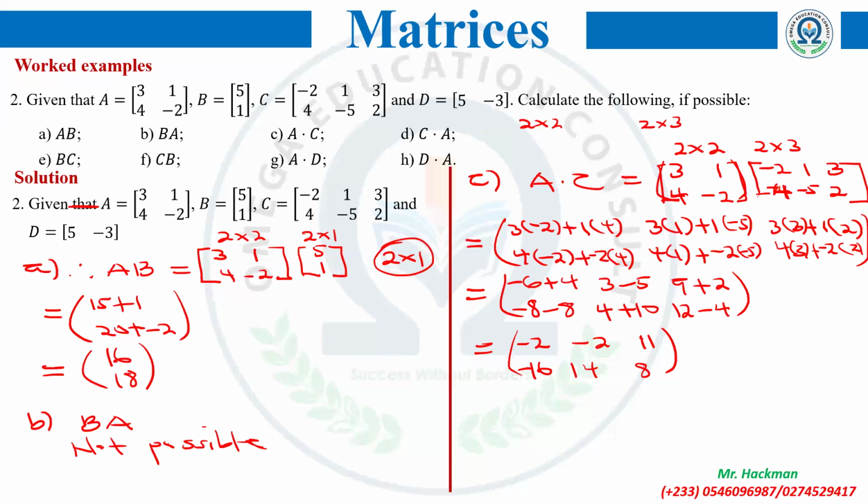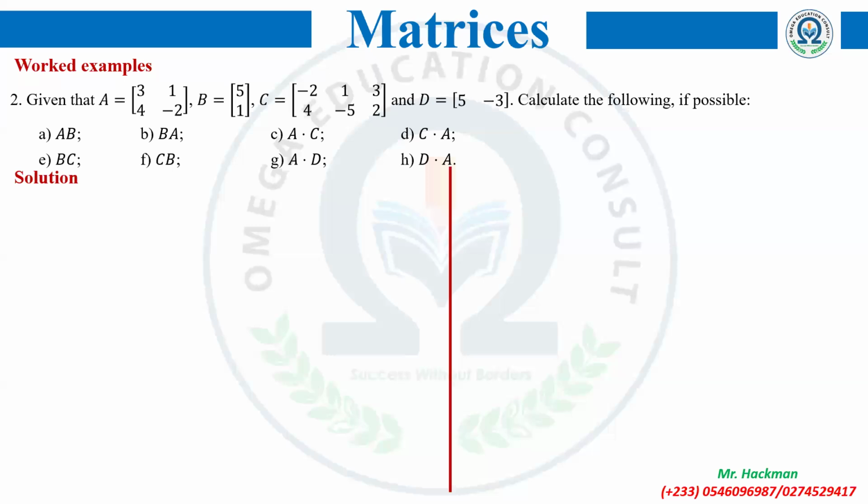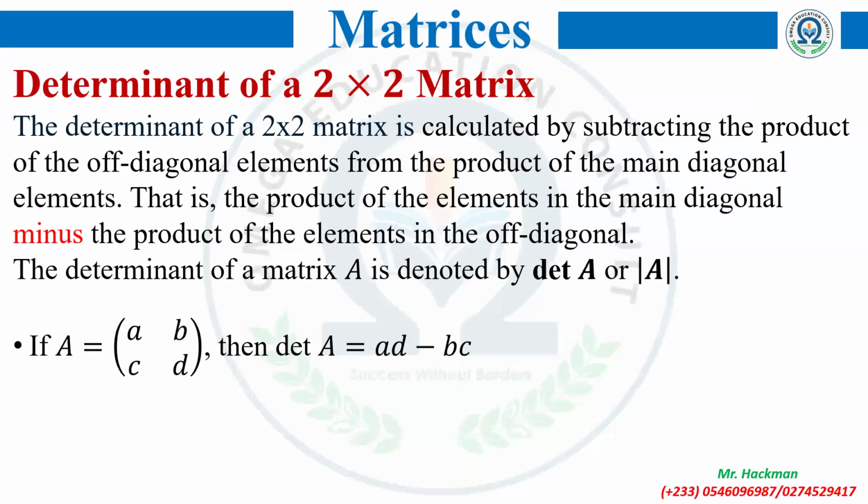Unfortunately, time didn't allow us, so the rest you play with it. Now you know when multiplication will be possible and when it will not be possible. If it is possible, the order of your result will guide you as to what to do. With that, I think we should have done.